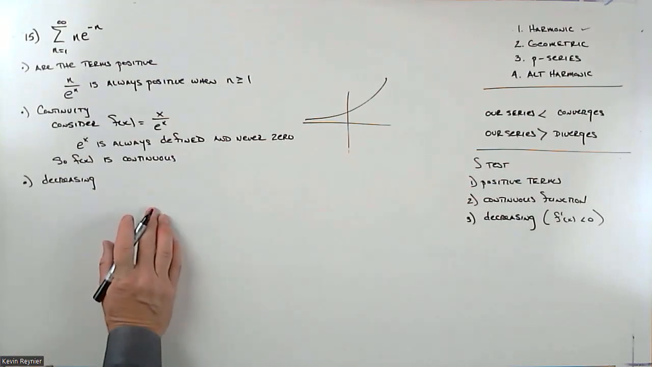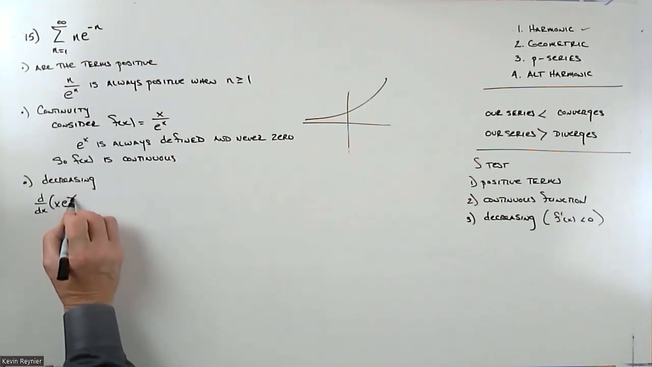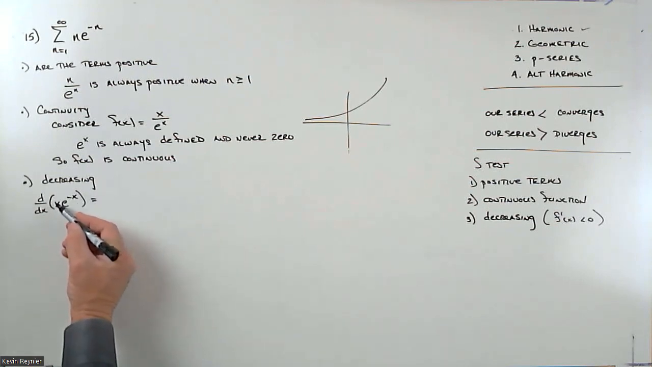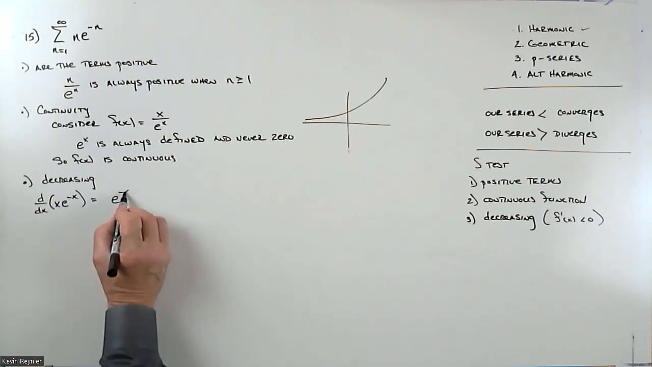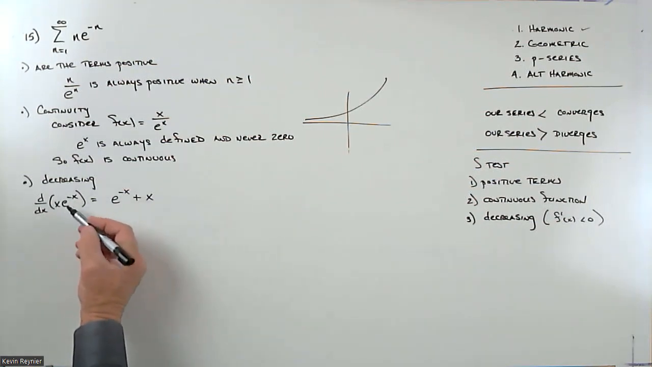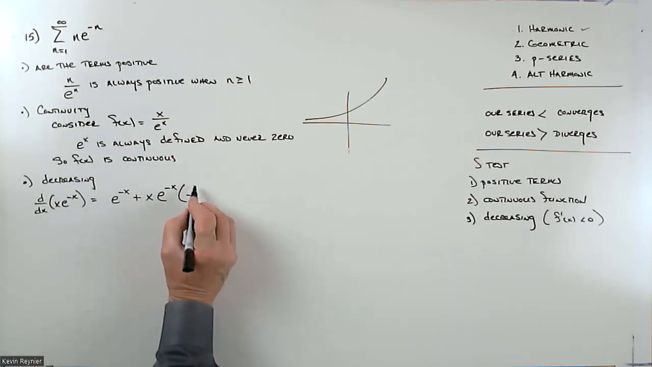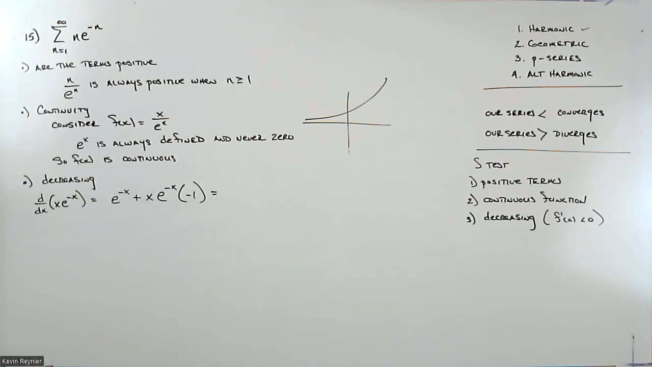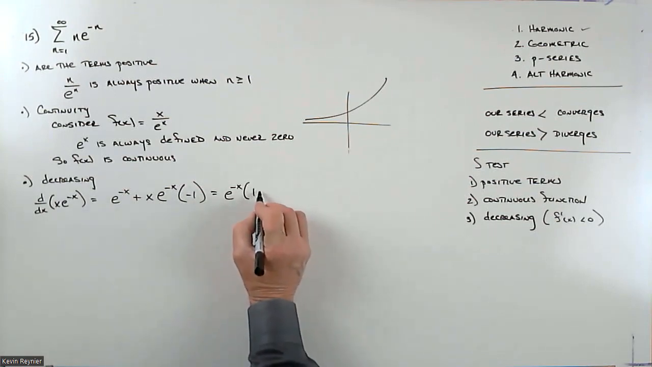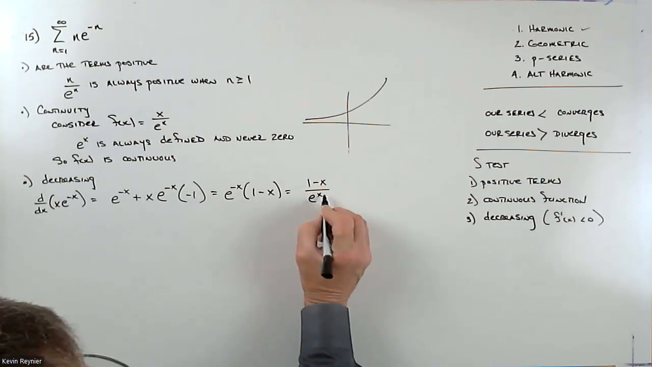So if we take the derivative of x e to the minus x, what do we get? Well, we use the product rule. We get the derivative of x, which is 1, so we just get e to the minus x, plus the first term, x, times the derivative of the second term, which is e to the minus x times the derivative of minus x, which is minus 1. If we factor out an e to the minus x, we're left with 1 minus x, which, if you prefer, is 1 minus x over e to the x.